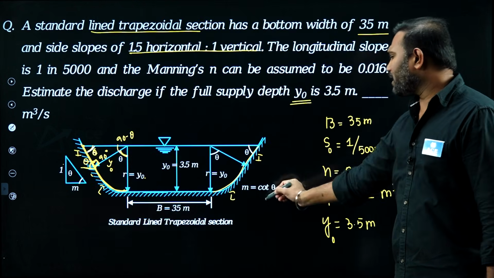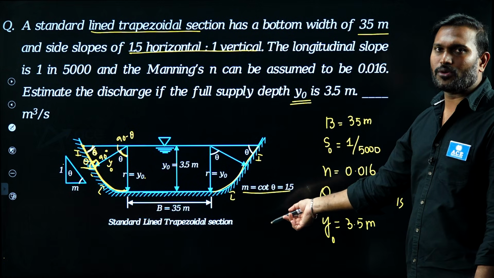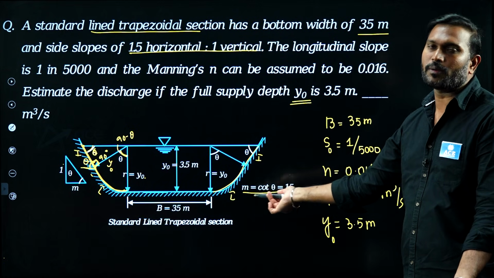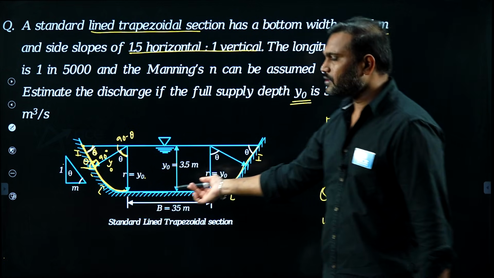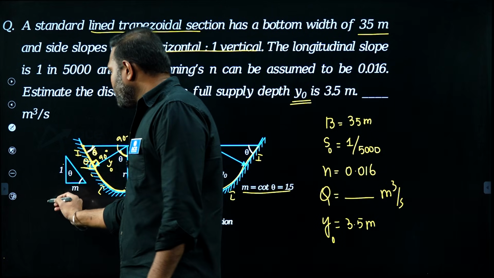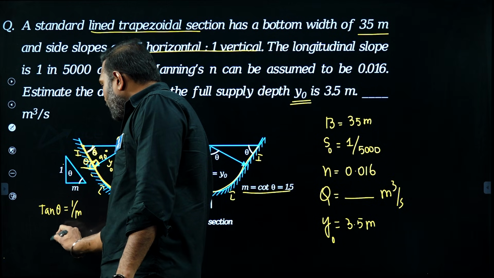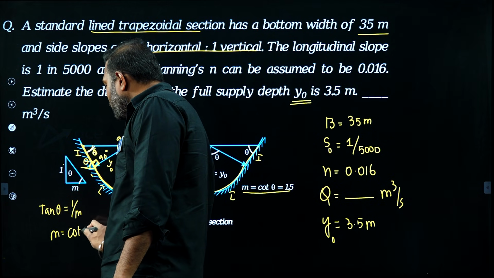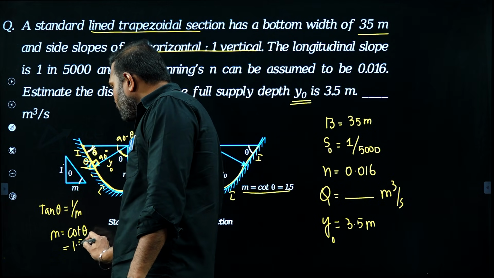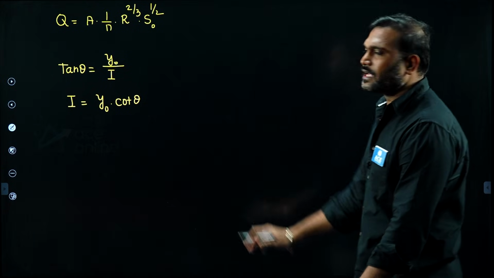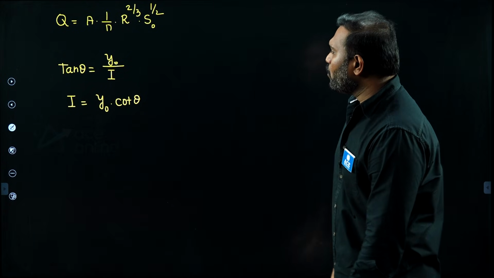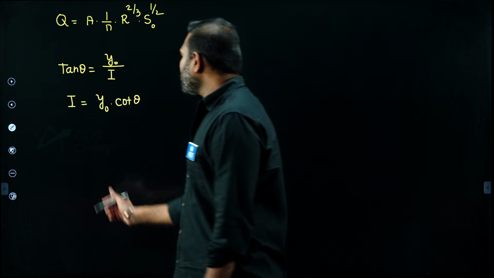And anyway, that Y0 cot theta is nothing but the m value. Cot theta is how much? 1.5, because they have given that. Now you see, tan theta is equal to 1 by m, and m is cot theta only. So whatever value is given, 1.5, just keep it like that for I. Now once you know I, then what is L bar?